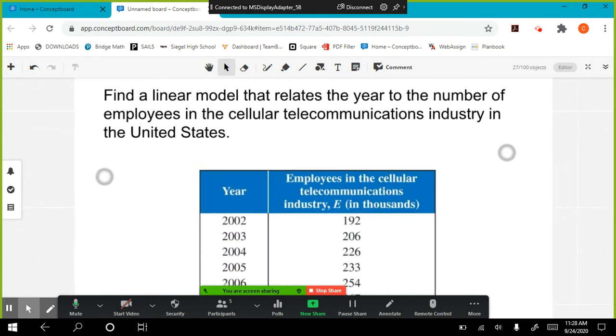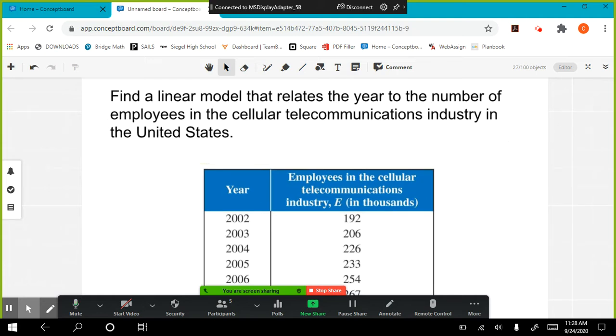All right, so if we go back to the first one, where the years worked and the number of employees for this cell phone company, we want to find a linear model. When they say find a linear model, that means write an equation for a line. A model is an equation for a line.